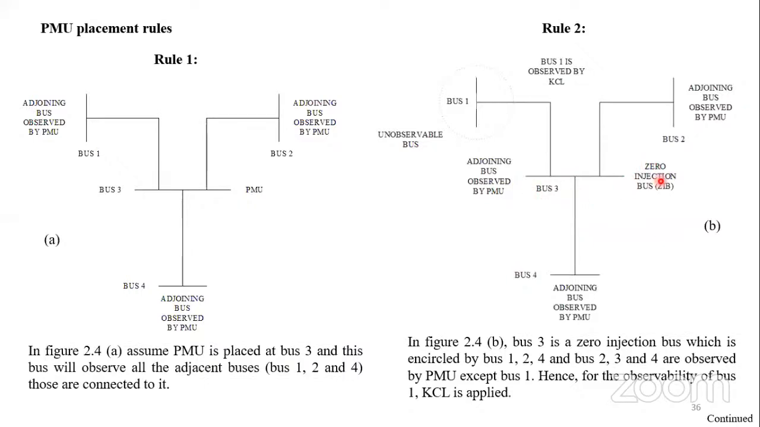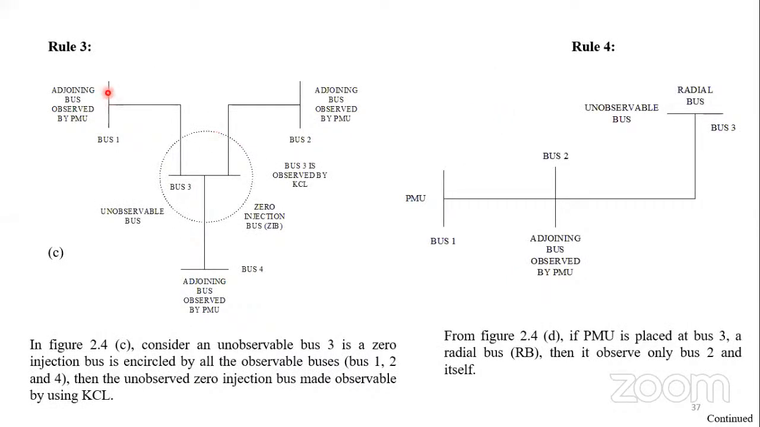Also see, in figure B, the condition is that bus 3 is a zero injection bus, and we have installed PMU at that bus. It will observe bus number 2, bus number 3 and bus number 4. And suppose bus number 1 is not observable, then we can observe it by using the KCL. This is just an assumption. Now similarly for rule number 3, suppose bus number 3 is a zero injection bus, and suppose bus 3 is unobservable, and bus 2 and bus 4 are observable by PMU. So this bus can be observed by using the KCL.